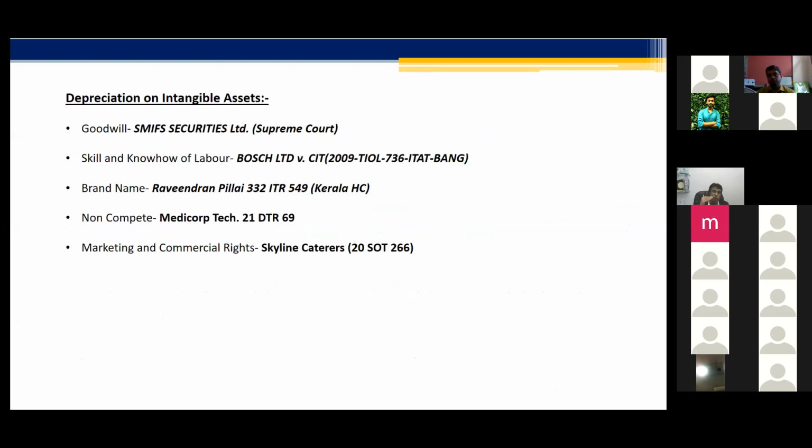We need to ensure that if such expenditure is incurred, it is actually capitalized in the books and depreciation is claimed under intangible assets rather than charging it as revenue. This includes goodwill, and skill and know-how of labor. If you're buying some skill or know-how from third-party companies, buying brand names, paying non-compete fees, or buying marketing or commercial rights, all are in the nature of intangible assets, wherein you will be allowed depreciation and not a revenue expenditure. Though there are contrary views which say that you can treat it as revenue expenditure.